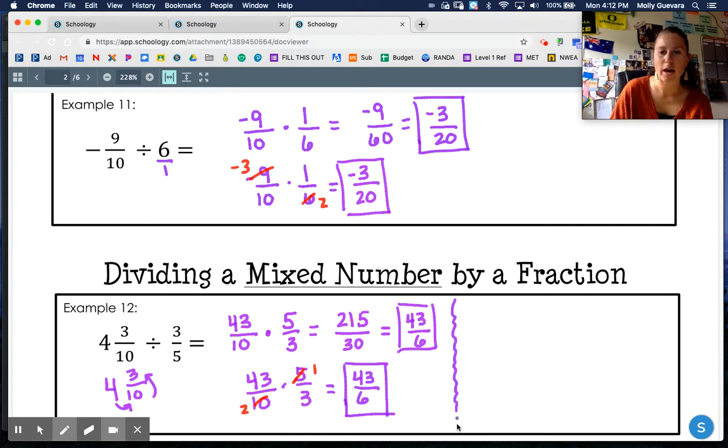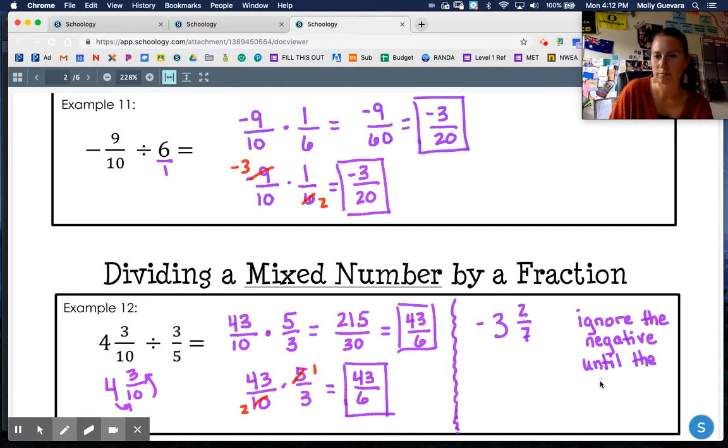The only other thing I want to show, and I'm going to leave a little space here on the right, is what happens. I know I said it earlier, but let's actually write it. What happens if you have a negative mixed number, like negative 3 and 2/7 or something like that, right? How do you get that to be an improper fraction? And the trick is to ignore the negative. So you want to ignore the negative until the end.